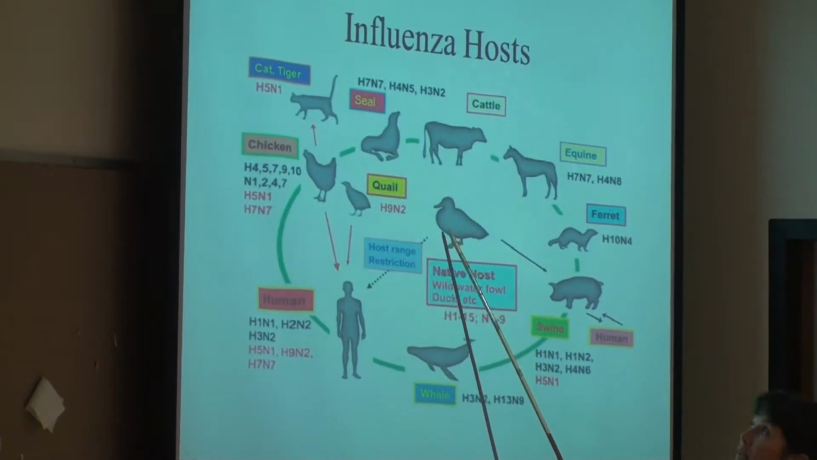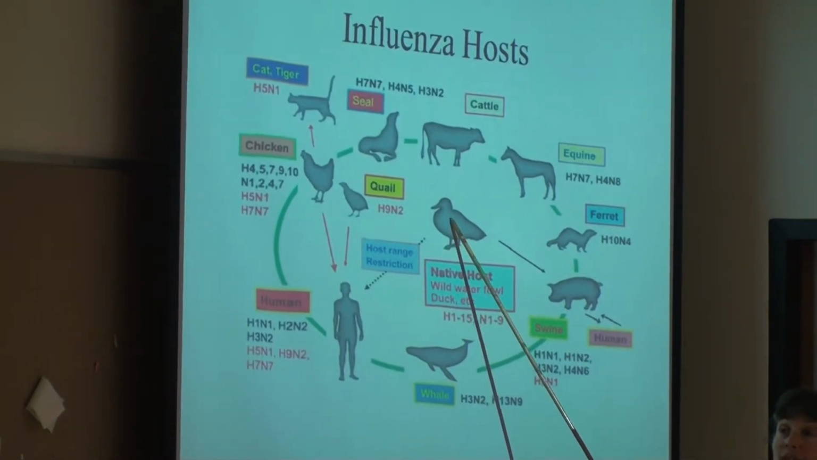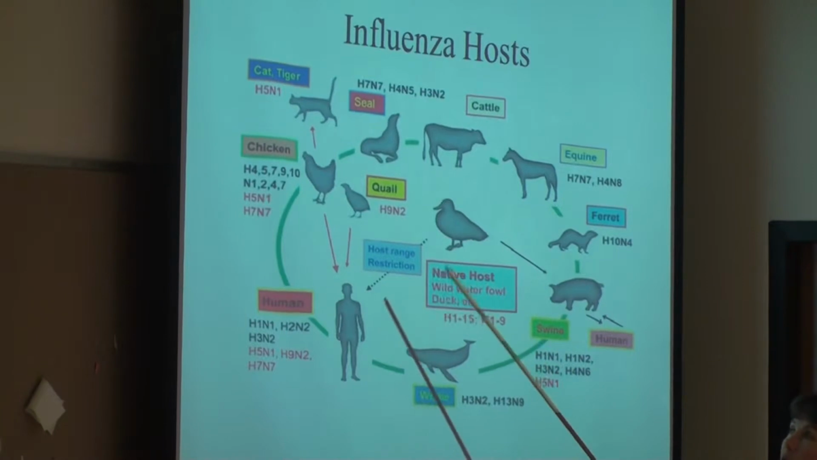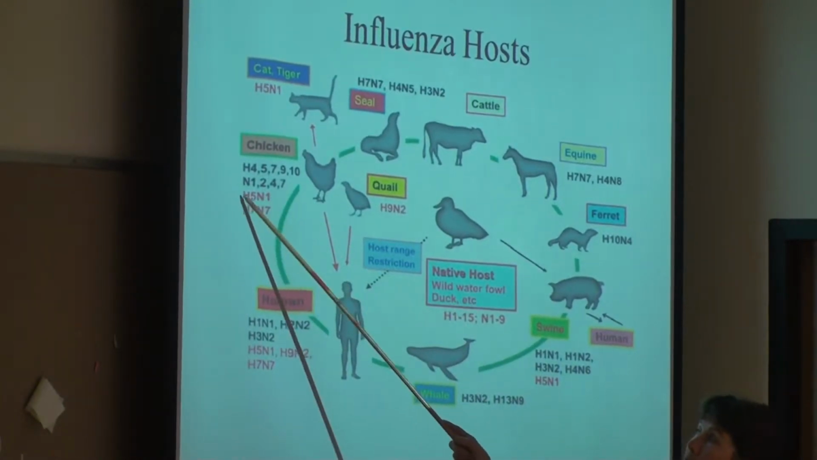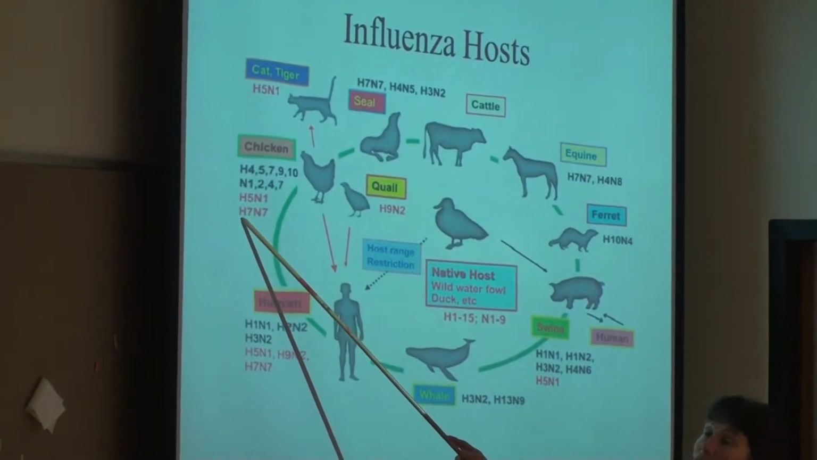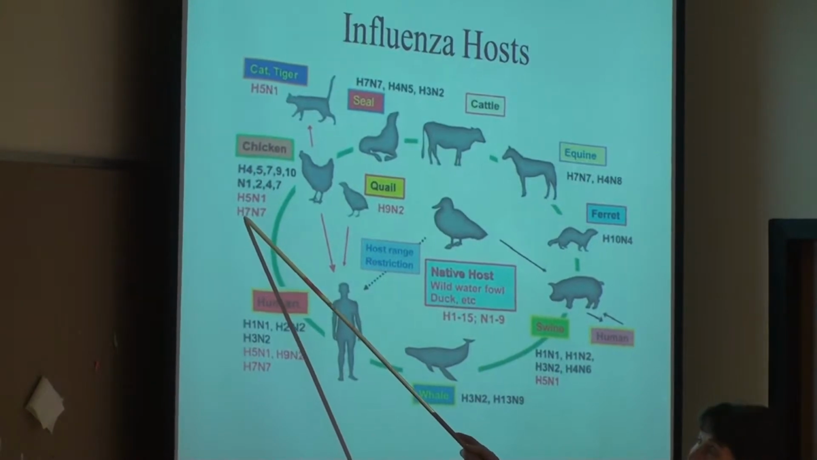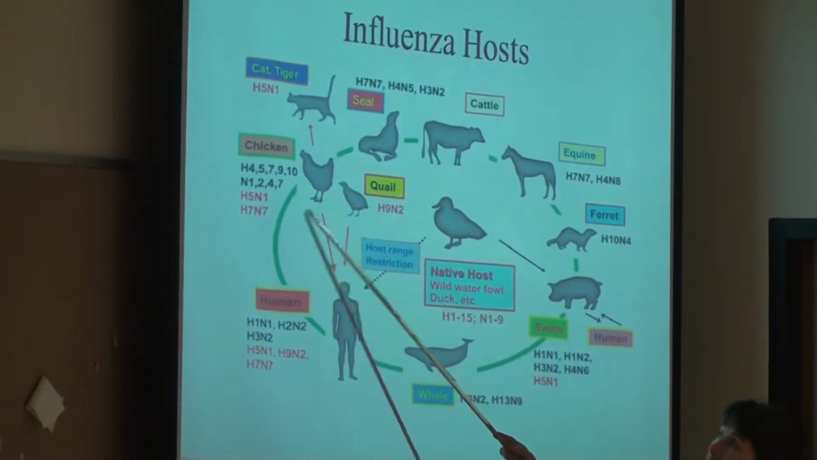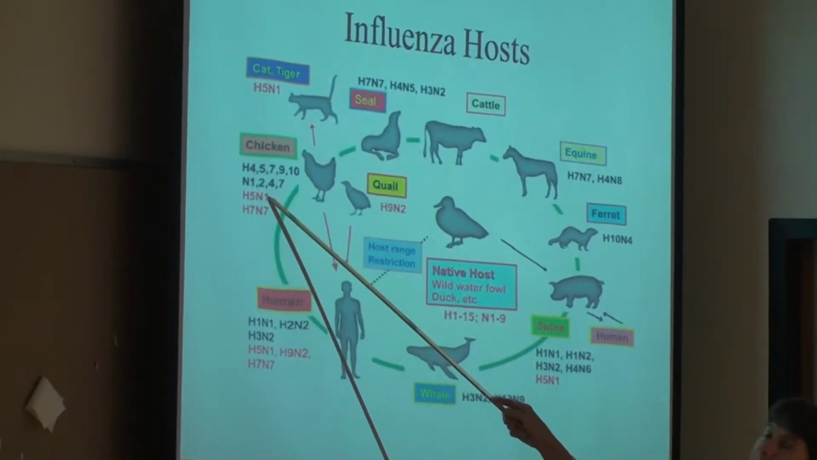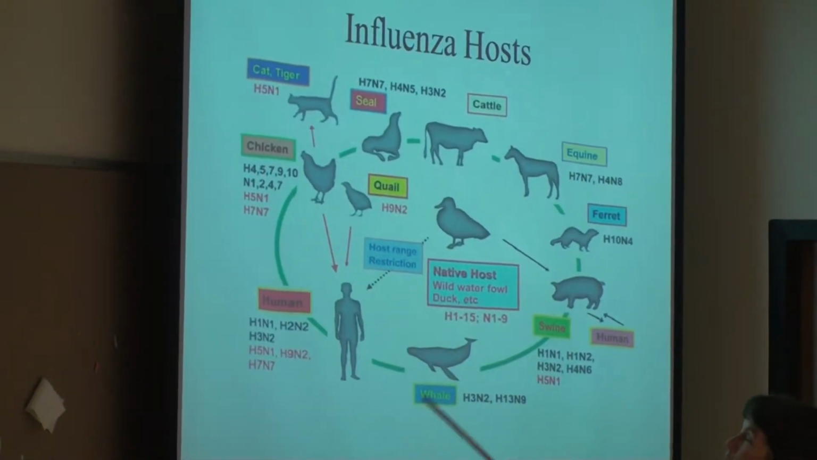So birds, or a fancy term for birds, is avian. So we talk about avian influenzas. So this H5N1 is the one we're most worried about, and another one of concern that can cause infection in domesticated birds is H7N7. But H5N1 is going to be the one we're going to focus on.